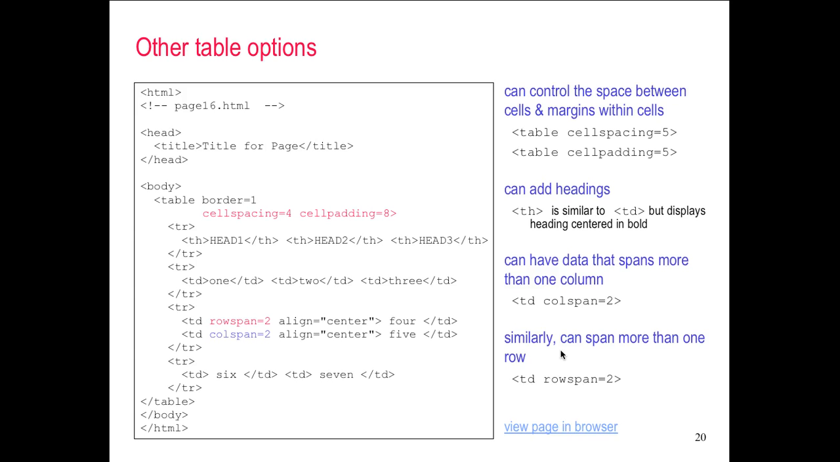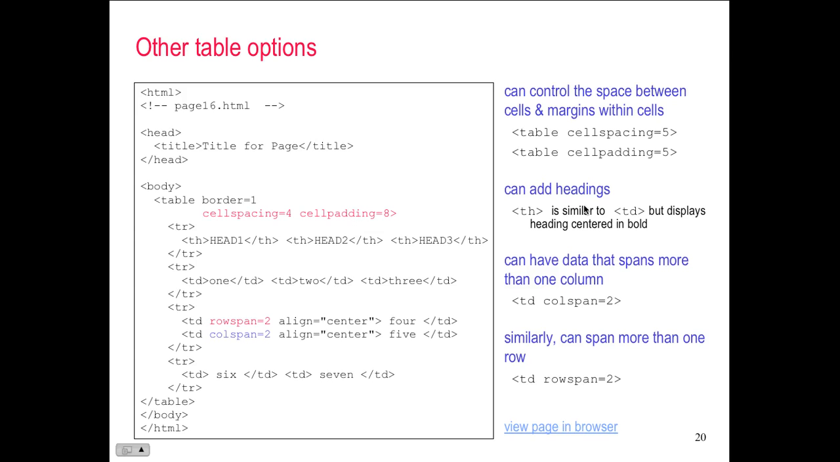So you can control the space between the cells and the margins within the cells. Here we have the table with a cell spacing equal to 5. Excuse me, cell spacing and cell padding. So how much extra space is going to be in there, and how much padding are we going to put essentially? Here we have a border of 1, cell spacing equal to 4, cell padding equal to 8. So we're adjusting the margins, and we're adjusting the space.